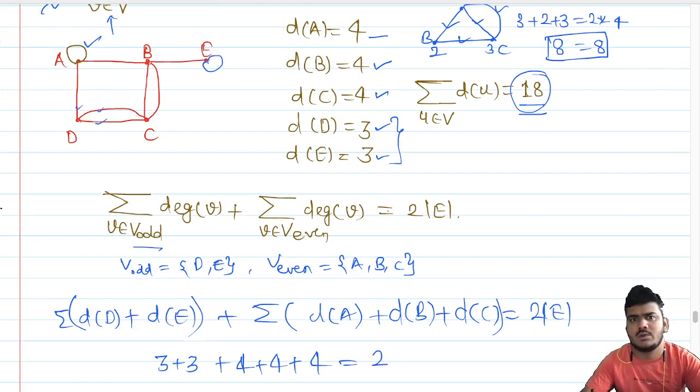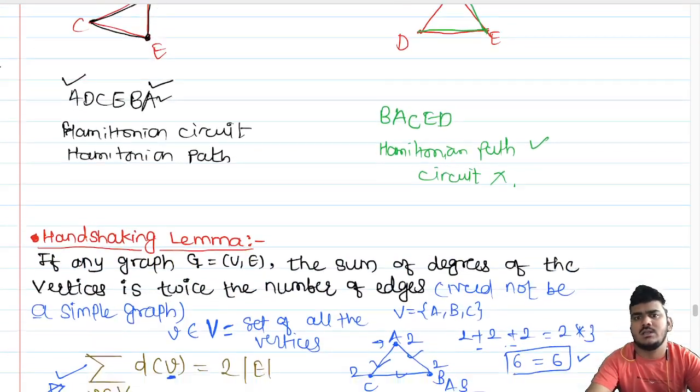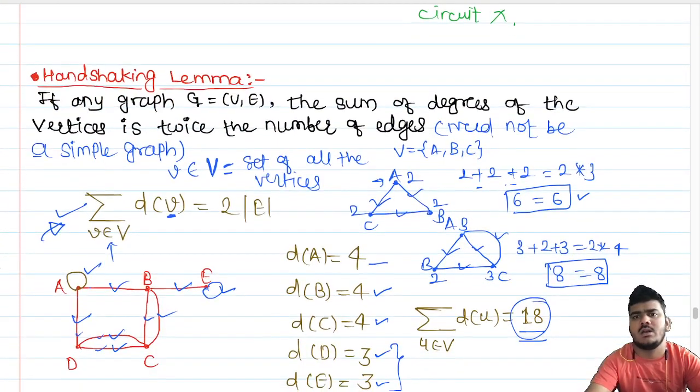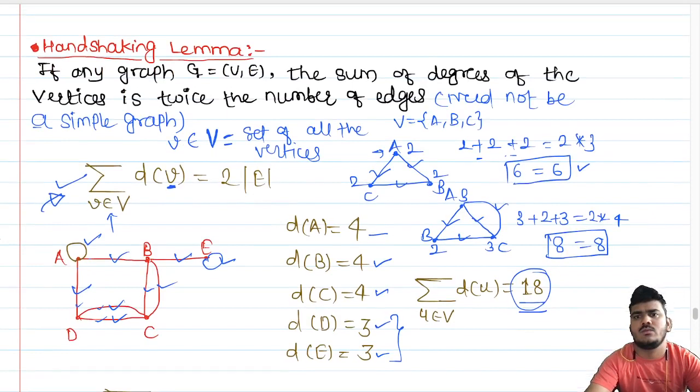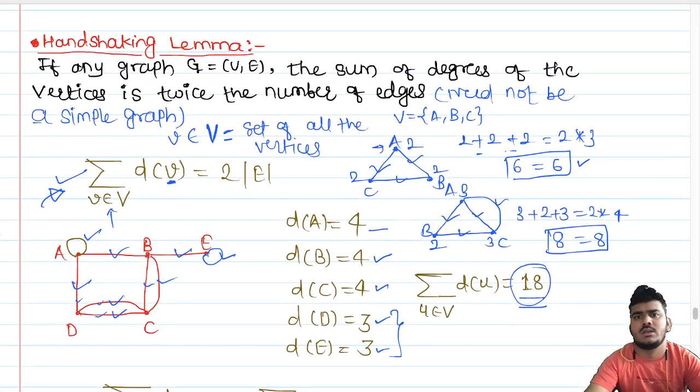Now we calculate the number of edges. This is 1, 2, 3, 4, 5, 6, 7, 8, and 9. So 2 into 9, this addition becomes 18. So it is equal to 18. So we can say that this handshaking lemma is true for all graphs.